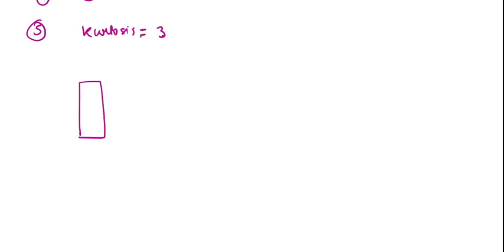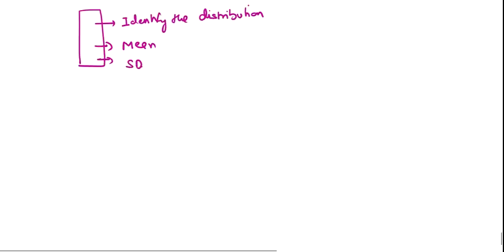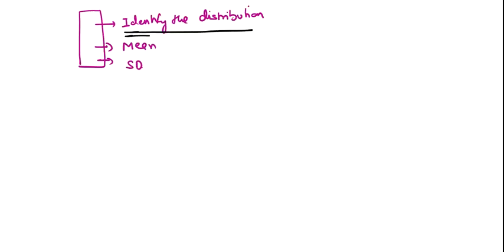Again, let us see the steps. This is my data. From the data, first of all, we will identify the distribution, that which distribution my data actually belongs to. Then I will calculate the mean of the data. I will calculate the standard deviation of the data. Clear? This is the point which must be clear in your mind. Now there is a question, why is there a need to identify the distribution?